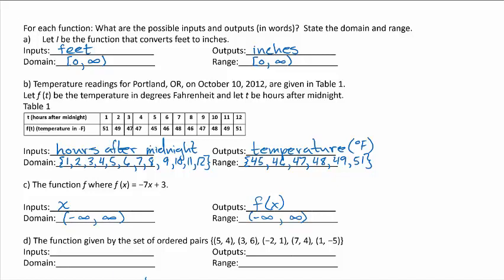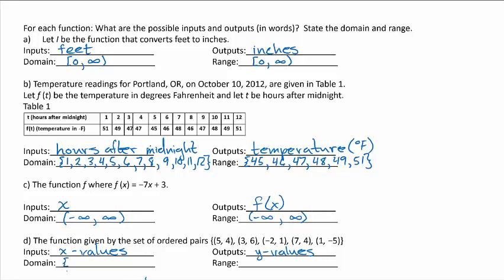Okay, so in this next example, the function that we're given is a set of ordered pairs. These are the points (5, 4), (3, 6), (-2, 1), (7, 4), and (1, -5). So the inputs would be the x values of these points, and the outputs would be the y values. And again, we just have some specific values, so I'm just going to list them in a set.